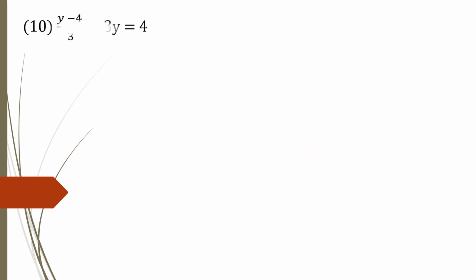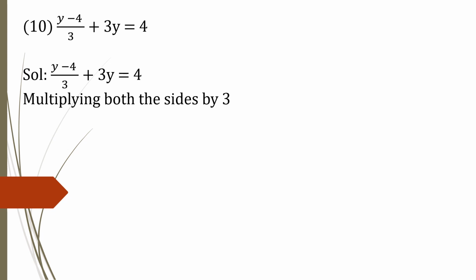10th one. What is given? Y minus 4 upon 3 plus 3y equal to 4. Okay. Now student, here we have denominator 3 in the first term. So let's remove that first. So solution, y minus 4 upon 3 plus 3y equal to 4. Equation I have written. Multiplying 3 on both the sides. So multiplying both the sides by 3.